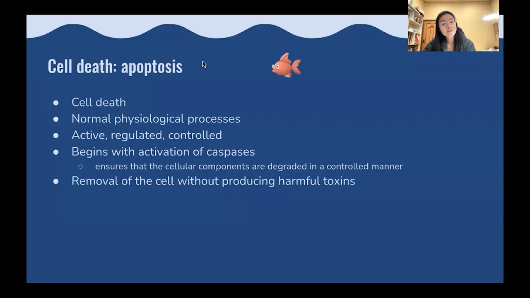So for apoptosis, it's active, it's regulated and controlled, and it is initiated by caspases. Caspases ensure that the cellular components are degraded in a controlled manner. And through apoptosis, you're able to remove the cell without producing harmful toxins. So if you talk about cell death, which is sometimes necessary, apoptosis would be considered the good kind of cell death.